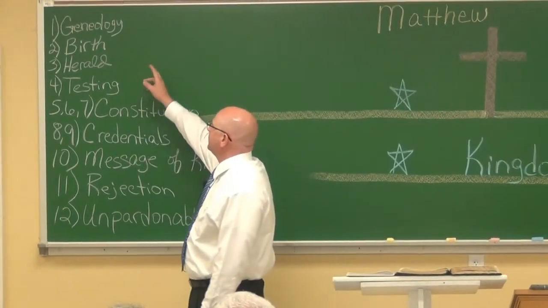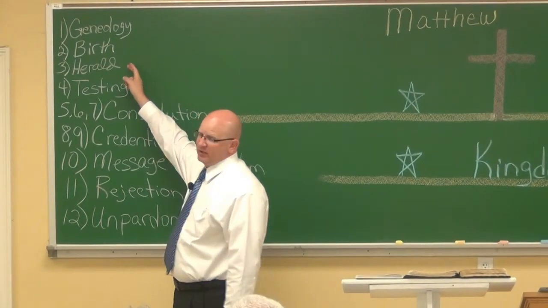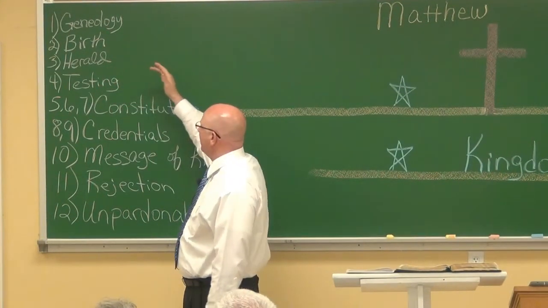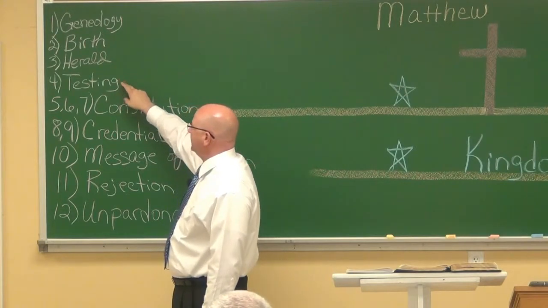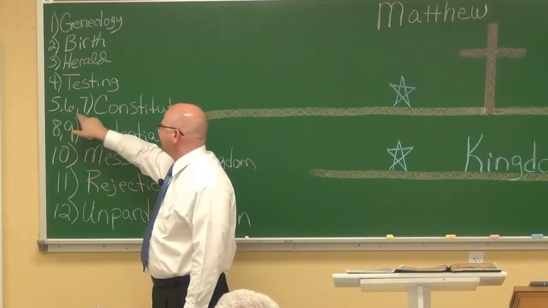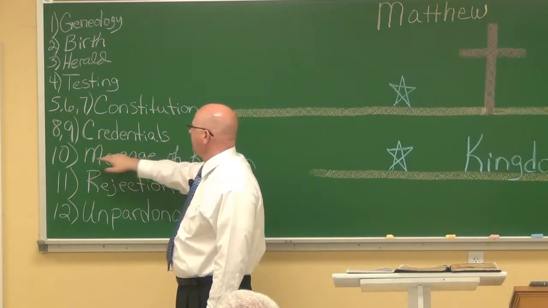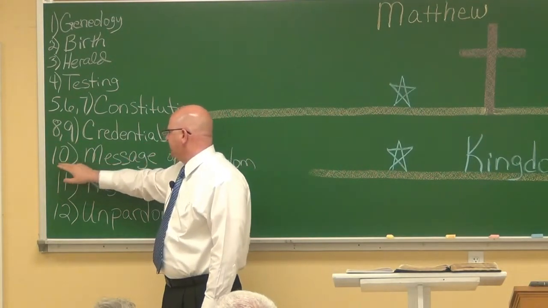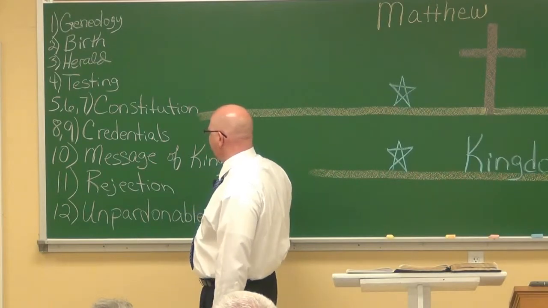But the first chapter is going to deal with the genealogy. The second chapter is going to deal with his birth. The third chapter is going to deal with his herald. The fourth chapter deals with his testing. 5, 6, 7 deals with the constitution. 8 and 9 deal with his credentials. And chapter 10 deals with the message of the kingdom.